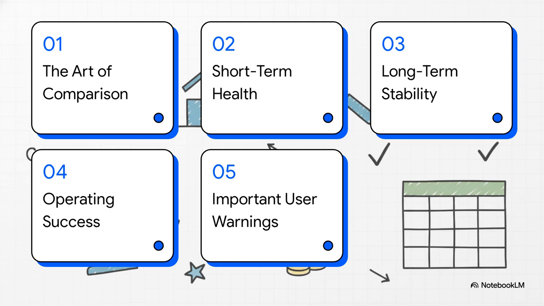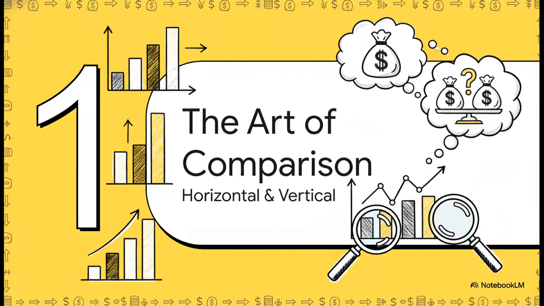All right, so here's our game plan. We've got 5 key areas to cover. We'll start with the art of comparison itself. Then we'll look at short-term health, long-term stability, and of course, how to measure success. And finally, we'll wrap up with some really important user warnings you'll need to keep in mind. Let's get started.